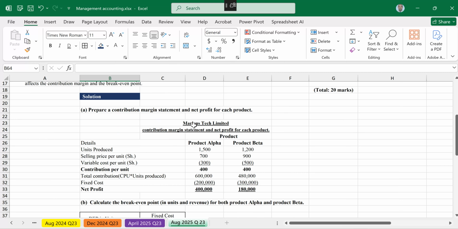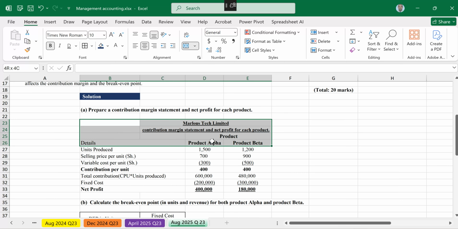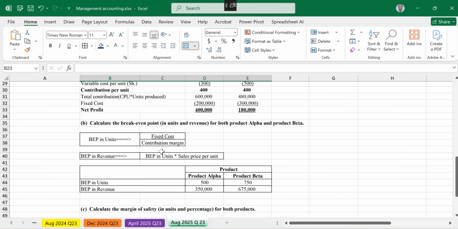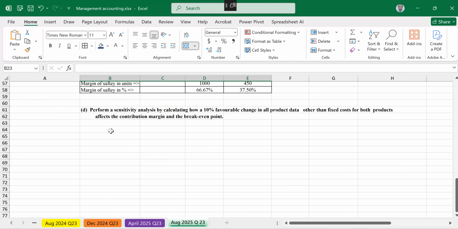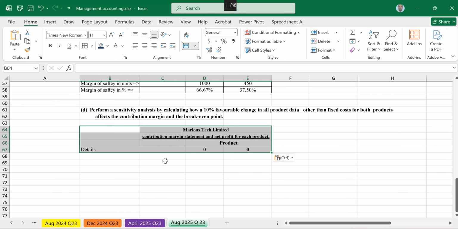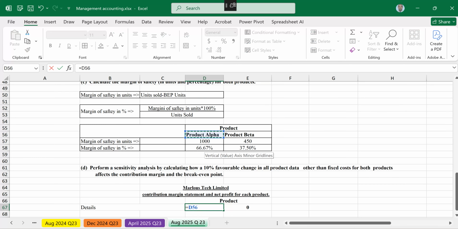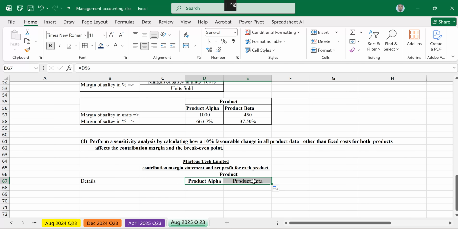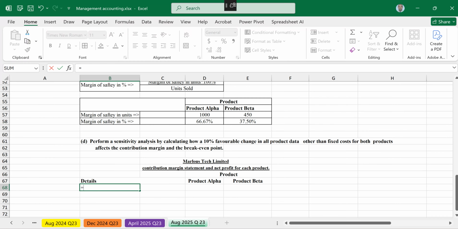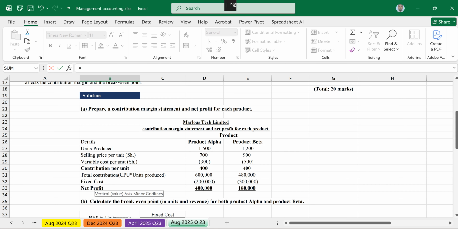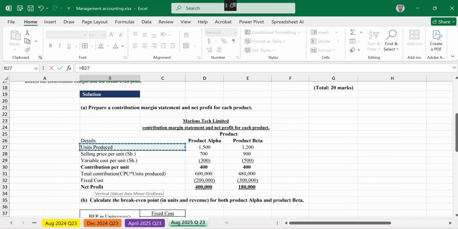So I'm going to pick everything that we have up here. All this is going to be picked. So Control C, paste it down, Control V. Then we have product alpha and product beta. Then equal sign, pick the next item under details. Under details, we have units produced. Enter. Drag down.